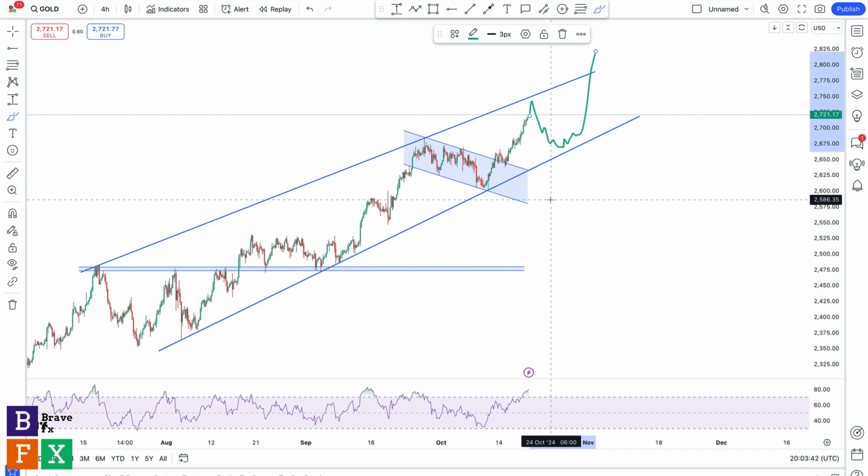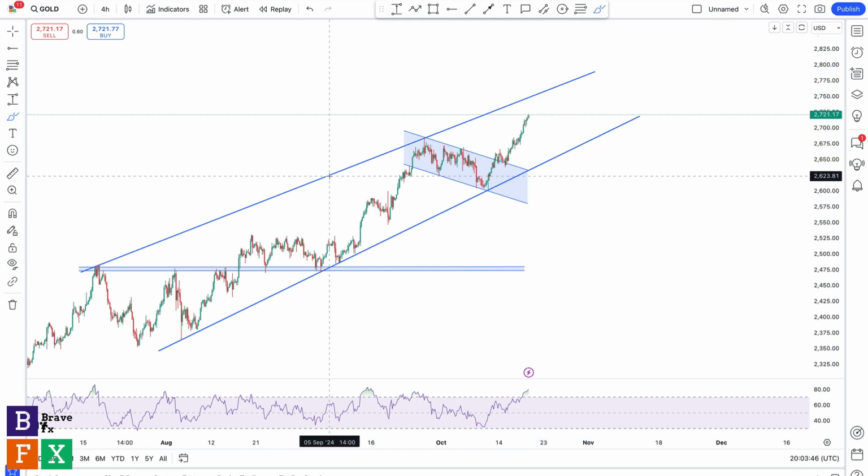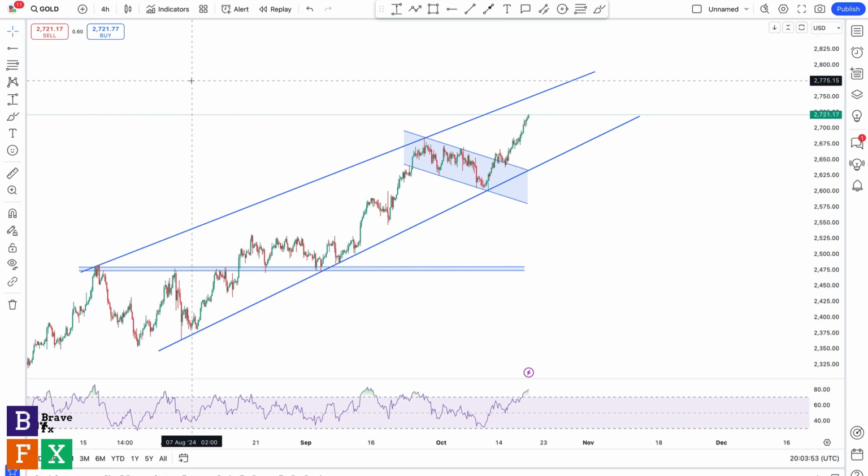So that's it briefly for gold. Just want to show you what I'm watching out for and how I'm looking at the markets right now. I don't really see any reason why you should jump into a buy trade or sell trade. Be patient, right? This is one of those times where you are patient, especially if you do trade gold.